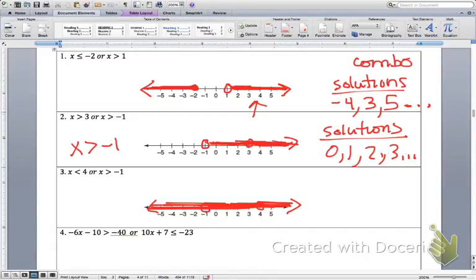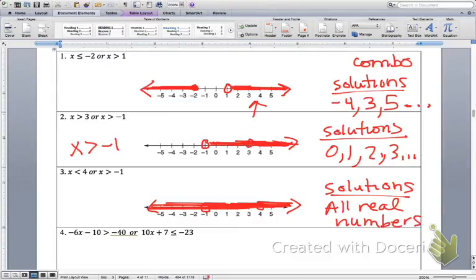So here we have our solutions being all real numbers. So all numbers are solutions. 2.7, whatever you want to name, it's a solution. So again, this is another special case of a compound inequality. So let's go ahead and look at our last example.